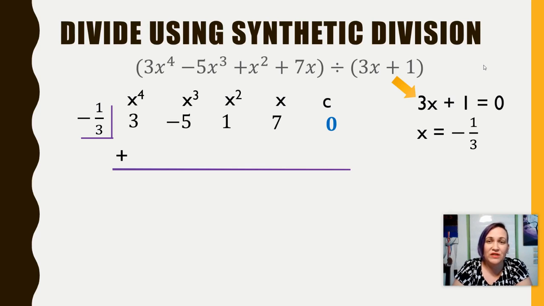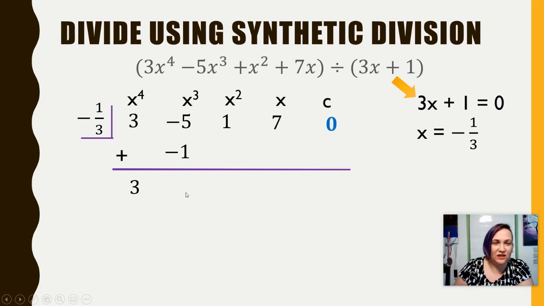The process for doing this synthetic division is the same. It's going to get a little bit weird when we write our final answer, but for filling out the actual synthetic division problem, it's normal. It's what we were doing in the first video. So drop down your 3. When you're multiplying by a fraction, it's the same as dividing by the denominator. So this is really saying 3 divided by 3 is 1, and I'm going to have to make it negative.